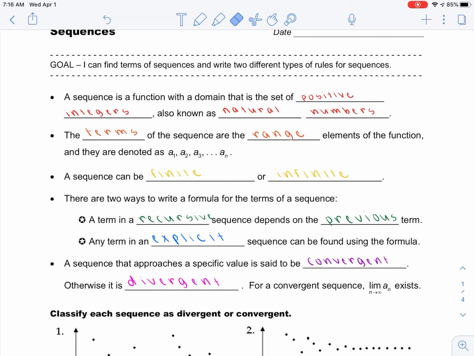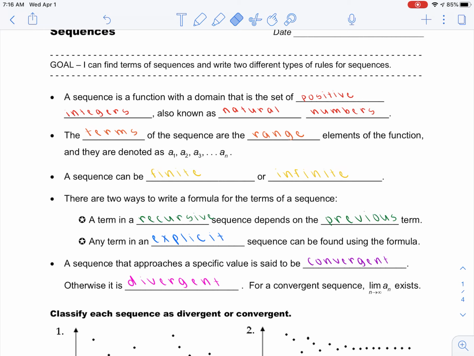A sequence can be finite or infinite, and there are two different ways to write a formula for the terms of a sequence. A term in a recursive sequence depends on the previous term. Any term in an explicit sequence can be found using the formula.